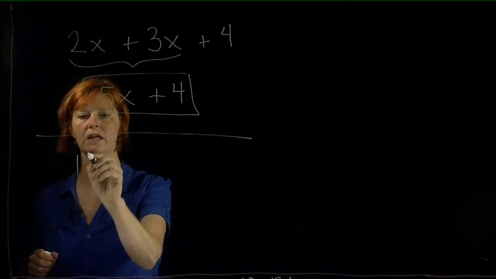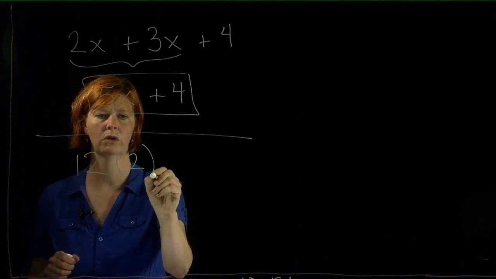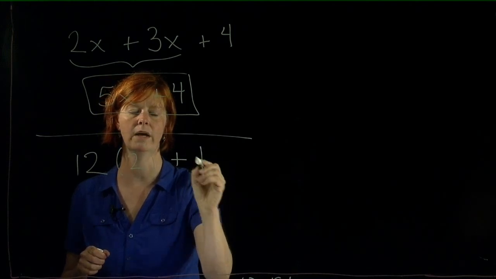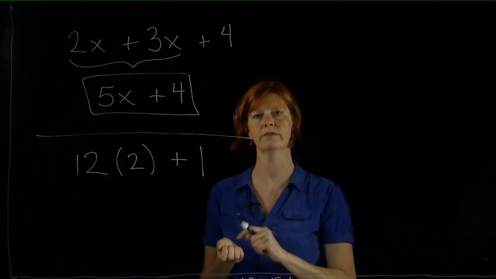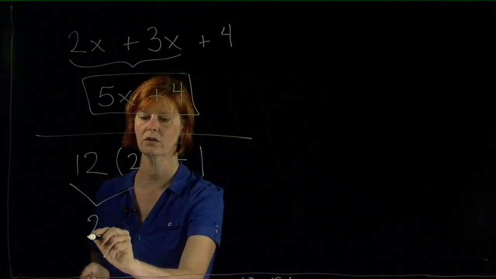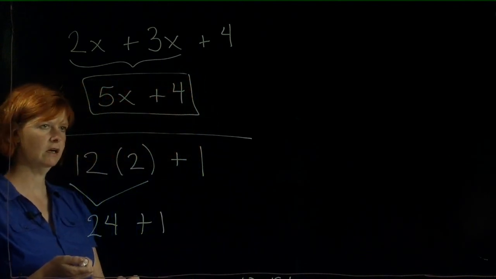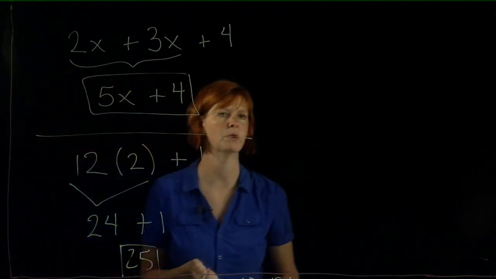They're things we do. What if I did 12 times 2, okay, and then plus 1? Well, most of you are just going to pick up your calculator and go 12 times 2 plus 1. And in fact, you would get the answer right. You go 24 plus 1, and you see 25.